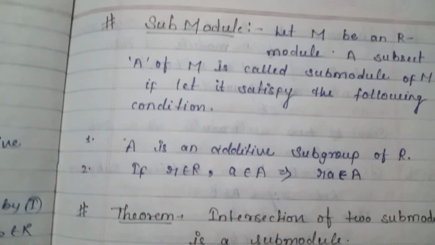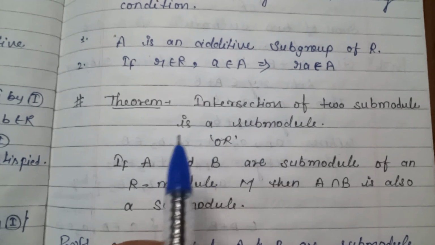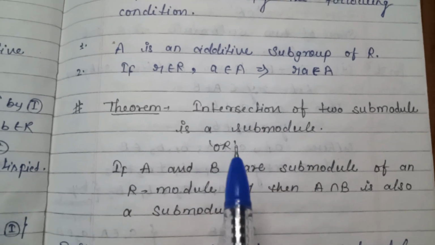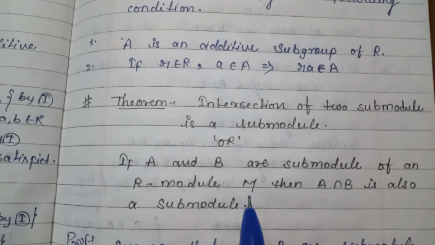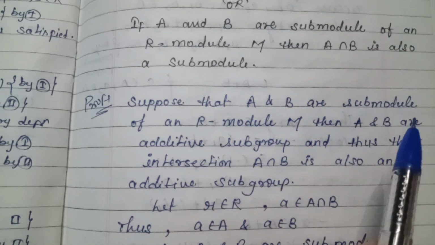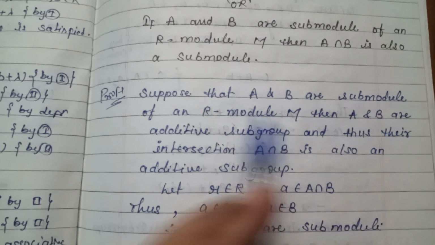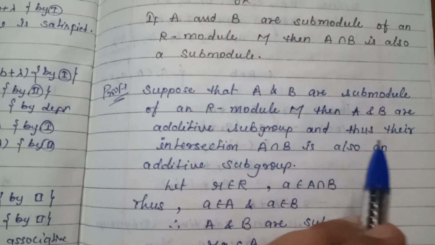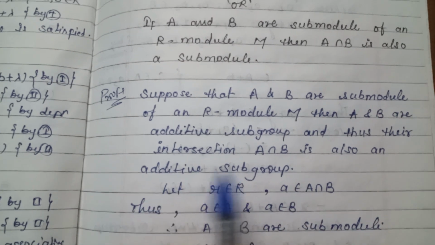Now there is a theorem: intersection of two submodules is a submodule, or the statement can be: if A and B are submodules of an R module M, then A intersection B is also a submodule. Now to prove this, suppose A and B are submodules of an R module M. Then A and B are additive subgroups, and thus their intersection A intersection B is also an additive subgroup.